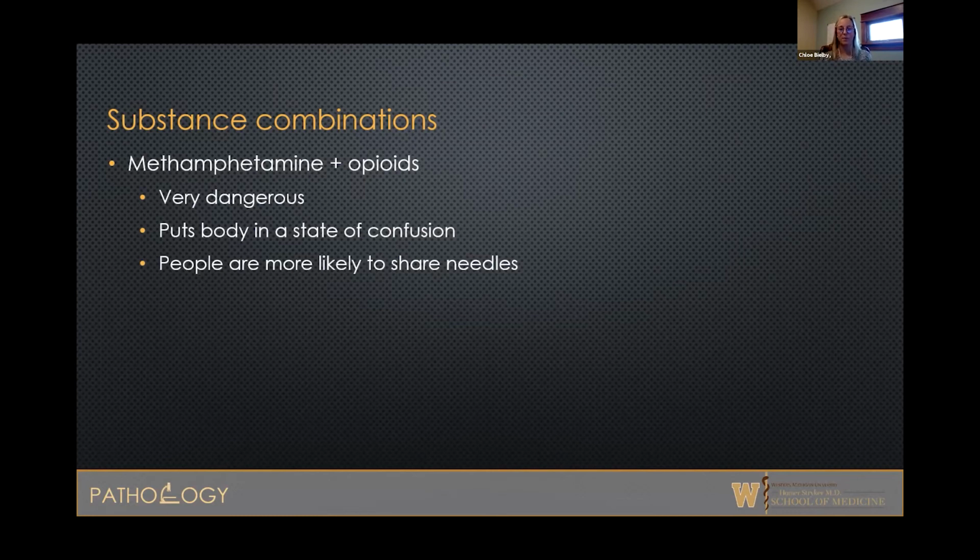It is thought that people use methamphetamine and illicit opioids together to come down from the methamphetamine high. So I've read several stories where people are using methamphetamine for several days and they want to come down from that high, and so they inject heroin or their illicit opioid. Others like the feeling of methamphetamine and opioids together in their system, having that stimulant and depressant.